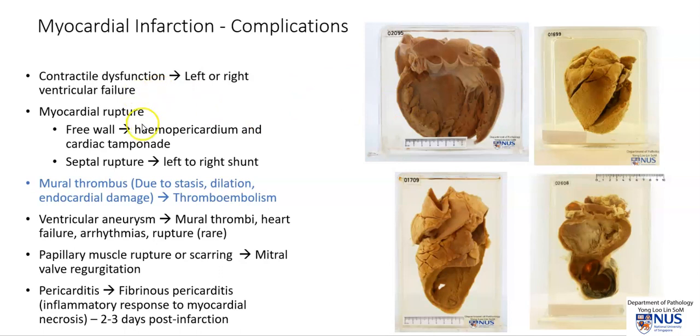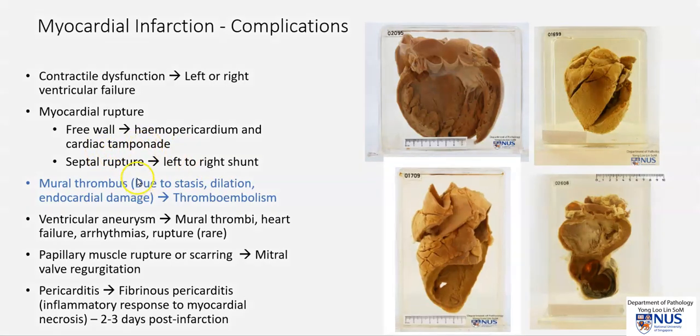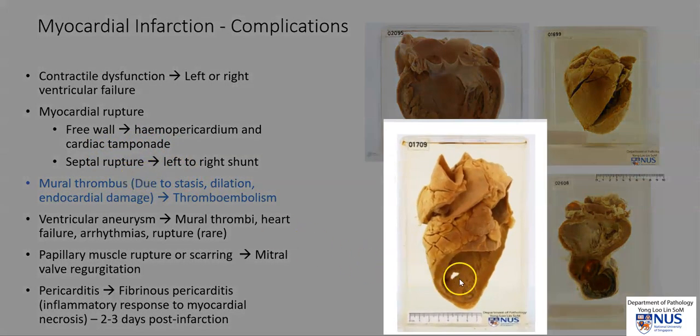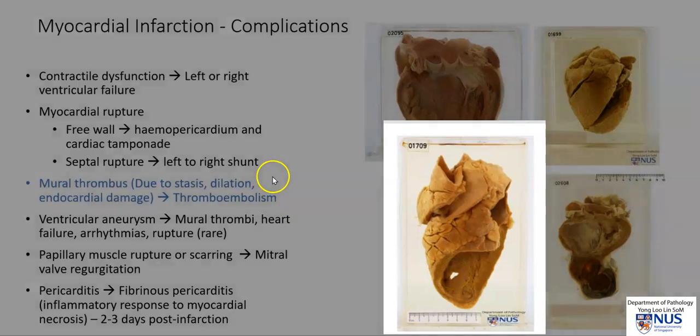There can of course also be myocardial rupture, and the consequences really depend on where the rupture is. For example, if it's in the free wall, there may be hemopericardium with rupture and blood filling up the pericardial sac and therefore leading to cardiac tamponade. If the rupture occurs in the interventricular septum, for example, as you can see here, there is a defect. This can lead to left to right shunting.